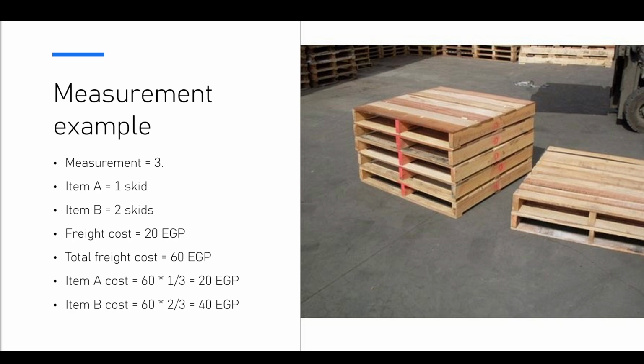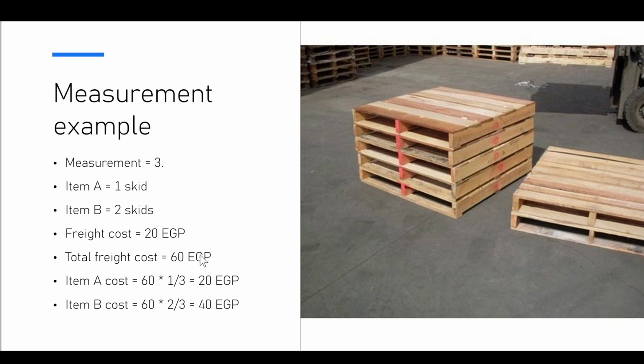So for example, you could have apportionment of the freight cost based on the number of skids processed. In this scenario, I have three skids that have been processed in this voyage, and I have two items, item A and item B. Item A used only one skid, and item B used two skids. The freight cost is 20 Egyptian pounds per skid, so the total freight cost will be 60 Egyptian pounds.